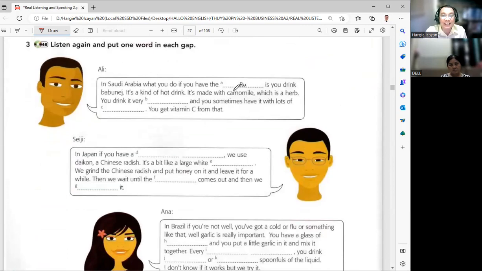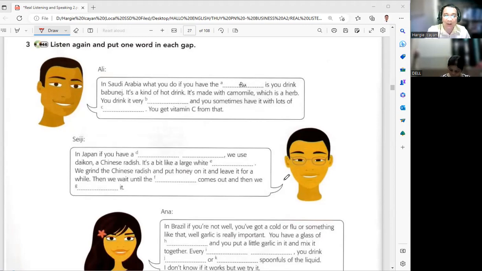Recording 46. In Saudi Arabia, what you do if you have the flu is you drink babunech. It's a kind of hot drink. It's made with chamomile, which is a herb. You drink it very hot, and sometimes you have it with lots of lemon. You get vitamin C from that.